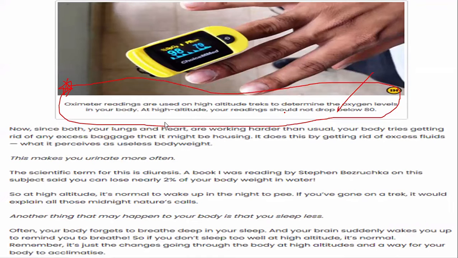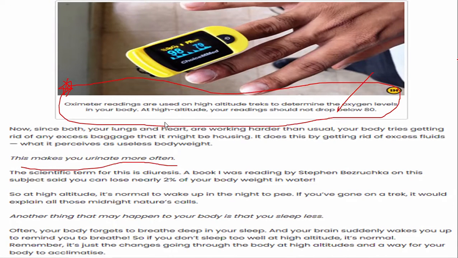Since this makes you urinate more often. Now, since both your lungs and heart are working harder than usual, your body tries getting rid of any excess baggage that it might be housing. It does this by getting rid of excess fluids. Therefore, you tend to get dehydrated. We tend to get dehydrated in this level, okay?